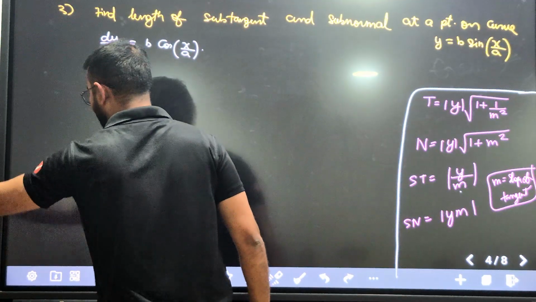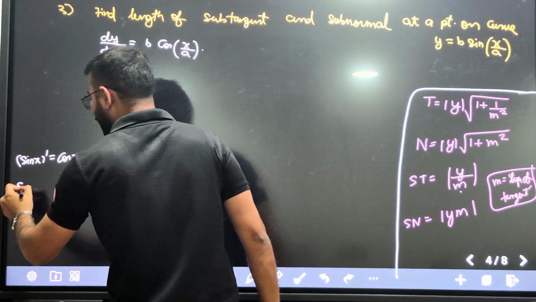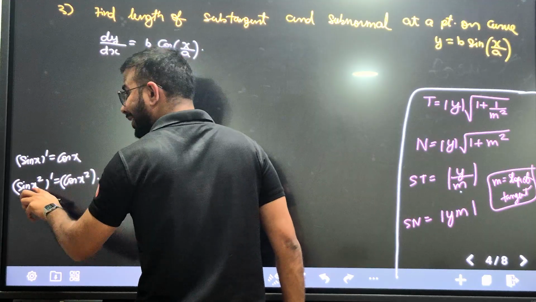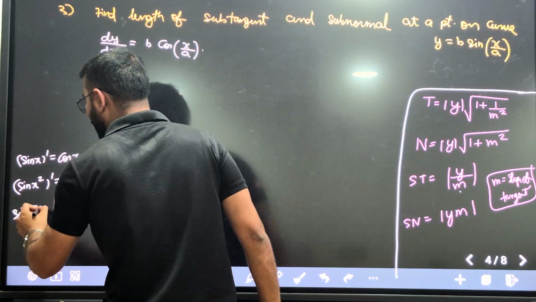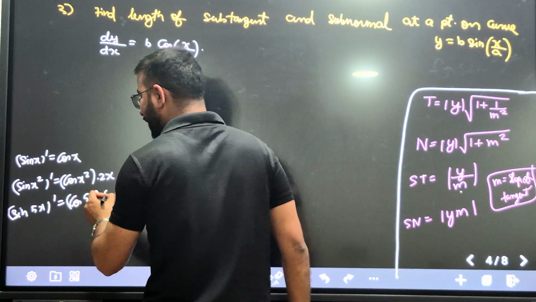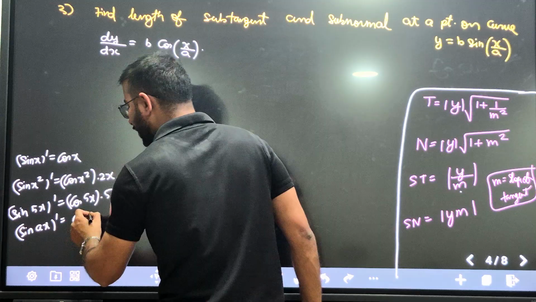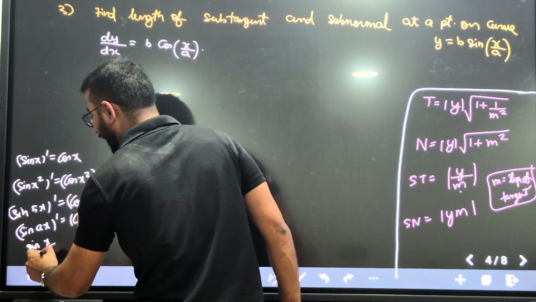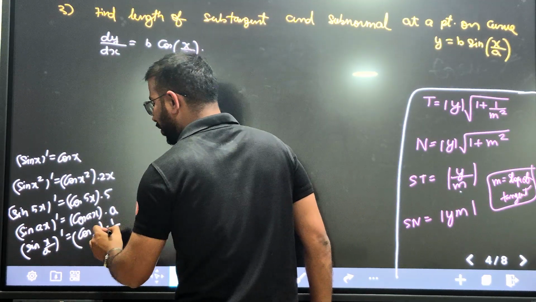Let's discuss again. We have discussed this multiple times. Sine x differentiation is cos x. What is sine x square differentiation? Cos x square, then you differentiate x square. X square differentiation is 2x. What is sine 5x differentiation? Cos 5x, then you differentiate 5x. 5x differentiation is 5. What is sine ax differentiation? Cos ax. What is differentiation of ax? a. What is sine x by a differentiation? Cos x by a, and x by a differentiation is 1 by a.